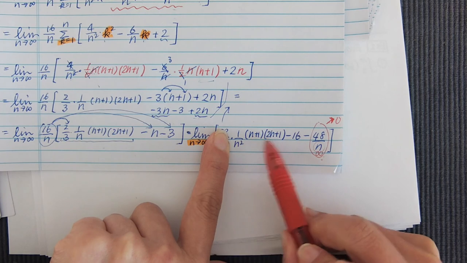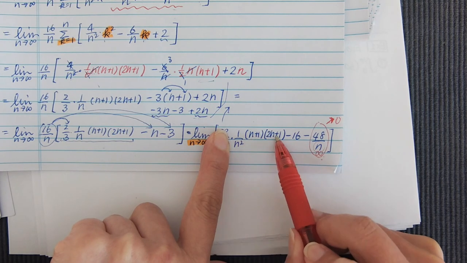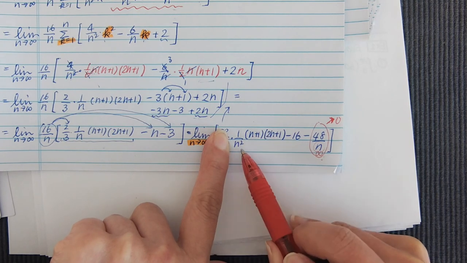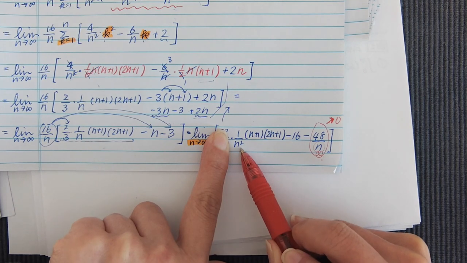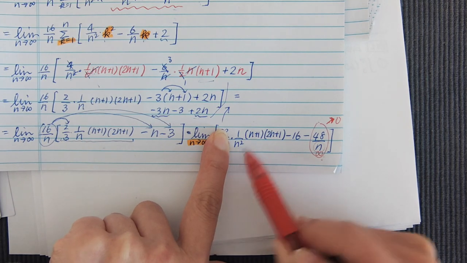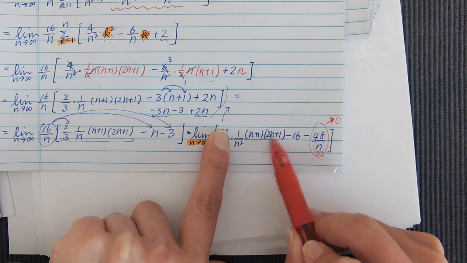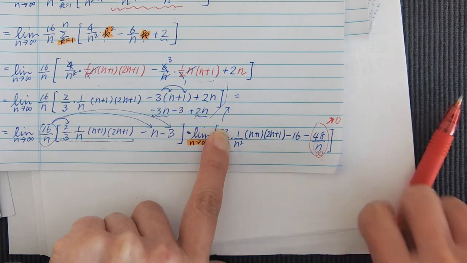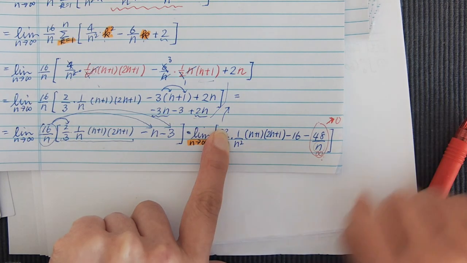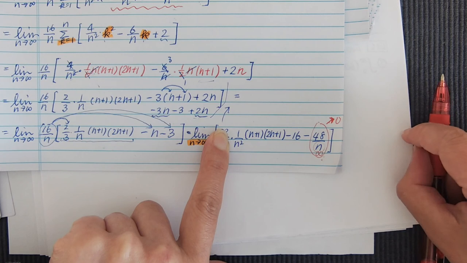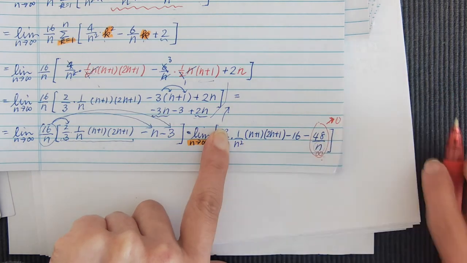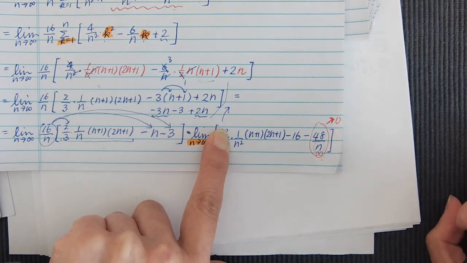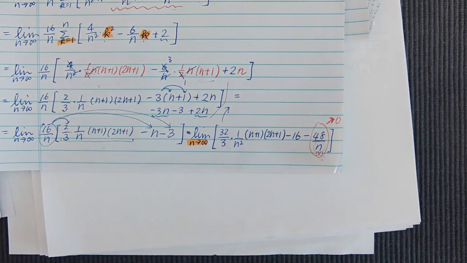Here, the numerator has n and n squared, right? The denominator has n squared. Do you remember in chapter 2 we talked about how to take the limit? If the top is n squared and the denominator is also n squared, it's the same degree. How do you take the limit if you have the same degree on top and bottom? We talked about it: multiply by the greatest exponent.